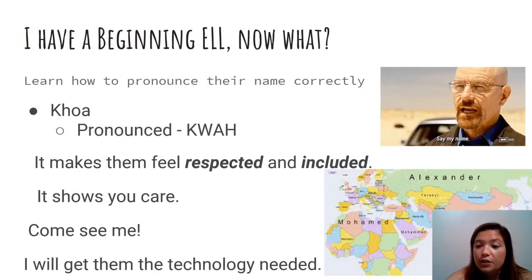Okay, so if you find yourself as a teacher and you have a newcomer who doesn't speak the language and you're like, oh no, what should I do? The number one thing you should do is learn the student's name, okay? It makes them feel respected, included, and it shows that you care. So for example, I have the name here. You might want to pronounce this name like Koa, but the name is actually pronounced Kwa.